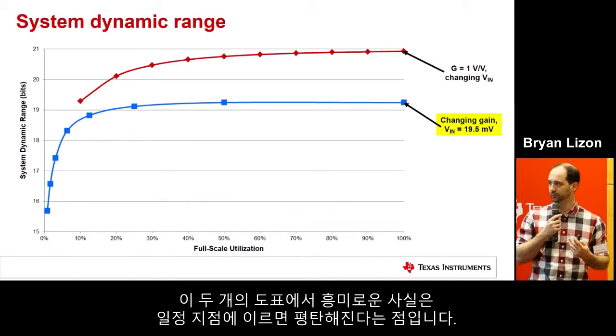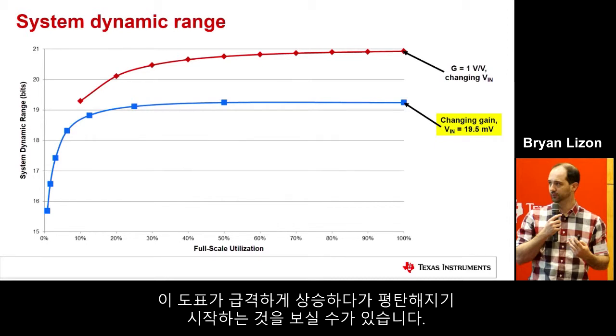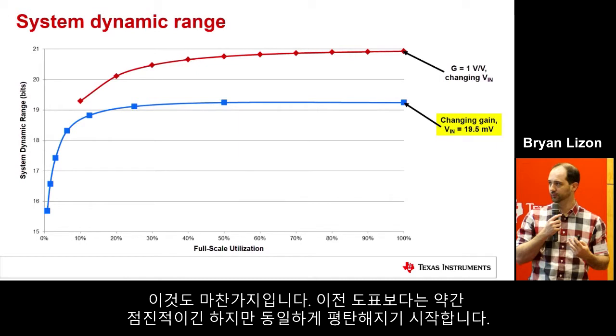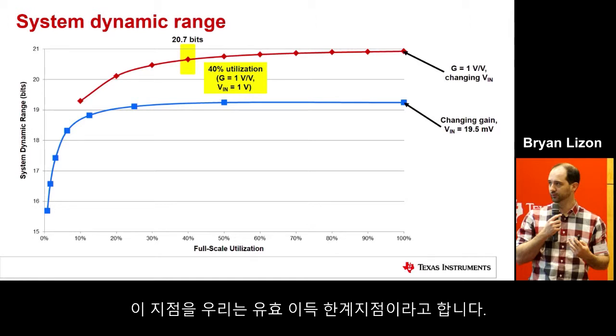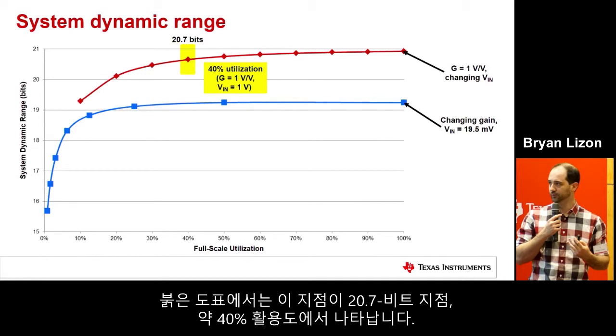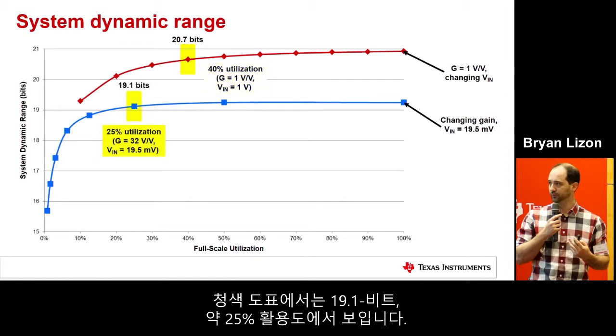One of the interesting things about both of these plots is that they tend to flatten out at some point. You can see there's a really steep rise for this one, and it starts to flatten out. The same thing here. This one's a little bit more gradual, but then again, it starts to flatten out. What that point essentially represents is what we call a useful gain limit. For the red plot, it happens at about 20.7 bits, which is about 40% utilization. For the blue plot, it happens at about 19.1 bits, or about 25% utilization.